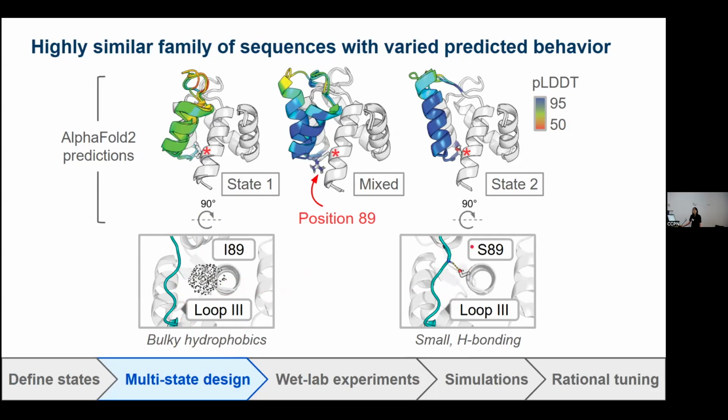And so we selected several of these designs for experimental characterization. So I'll just refer to them by the amino acid that's at that variable position. So if I say I-89, that's just an isoleucine at that position.